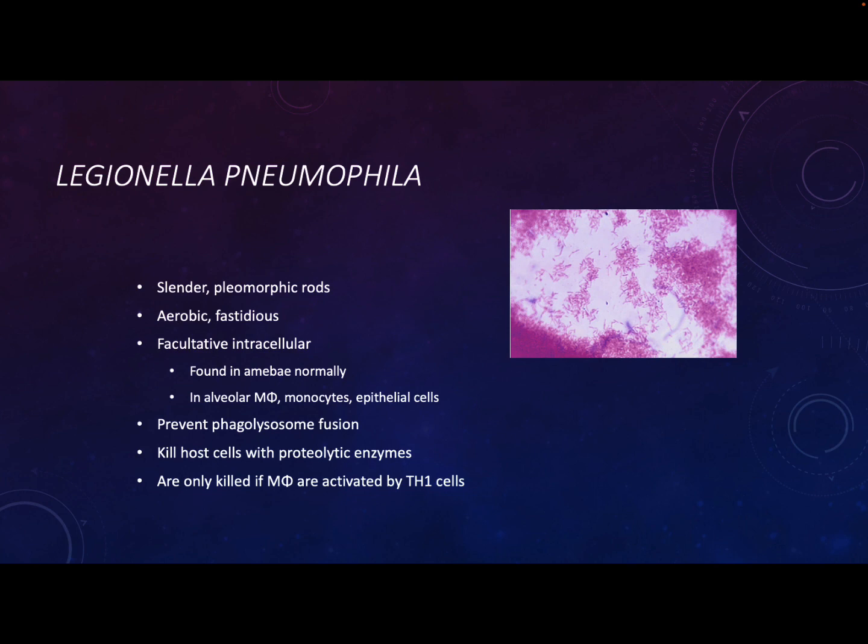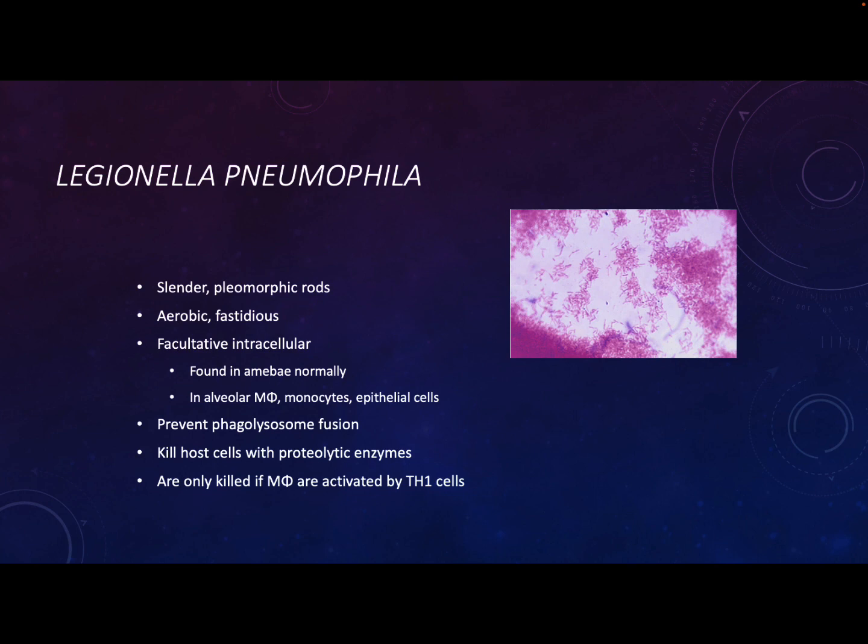They can evade destruction by those immune cells, the macrophages and the monocytes, by preventing phagolysosome fusion. And they can kill host cells. They have a lot of different proteolytic enzymes. They destroy proteins to kill host cells. So they can cause some major issues in the lungs. And they are only killed if macrophages are activated through the T helper 1 pathway. Otherwise, they can evade macrophage destruction.